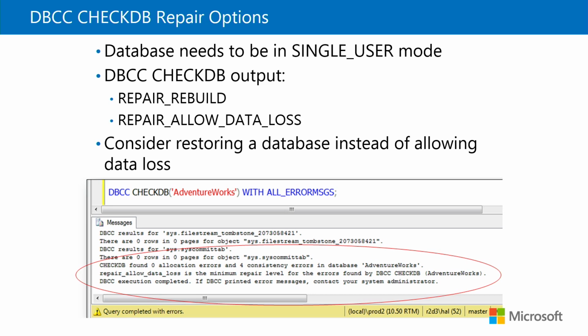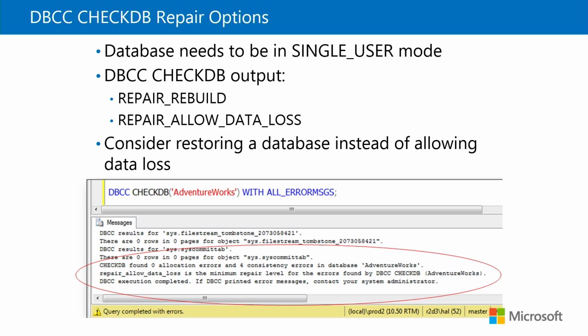When we run the DBCC CHECKDB, the two options that we have are repair rebuild, in which case it's going to try to repair the logical and physical consistency of the database without losing any data. The output will tell us if we can do that. If not, we'll have to say repair allow data loss. And under most circumstances, this is almost never a good plan. You're better off attempting to do a restore of the database if you have a backup.